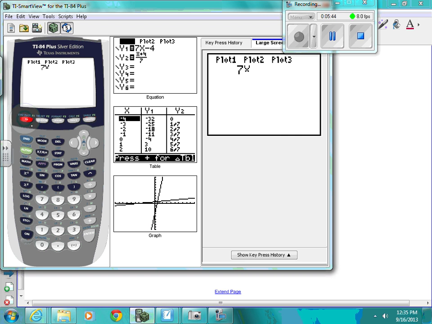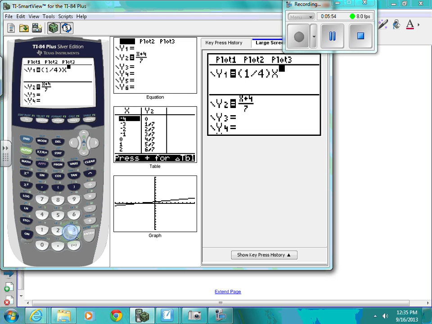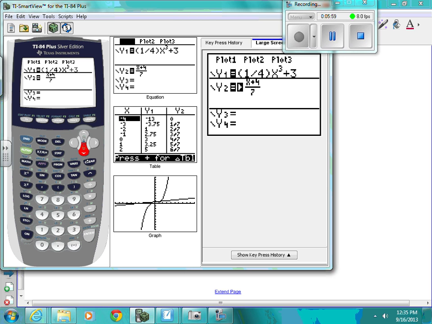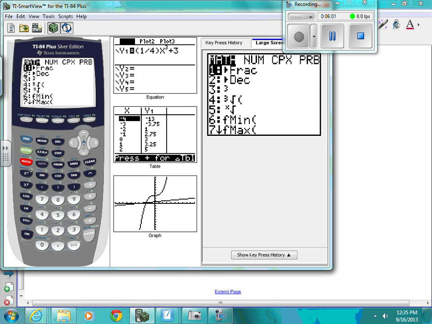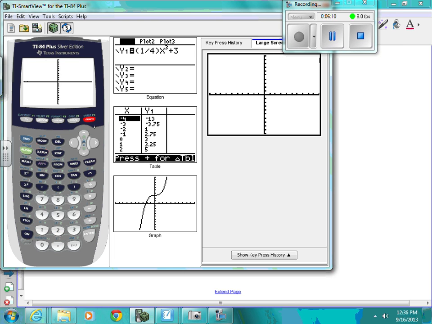Okay, once again, we graph these two functions. We go to y equals, and we graph 1/4 x to the third plus 3, and we graph our resulting function, which is the cube root of 4x minus 12. Graph them. Here's our first function. Here's our inverse function.